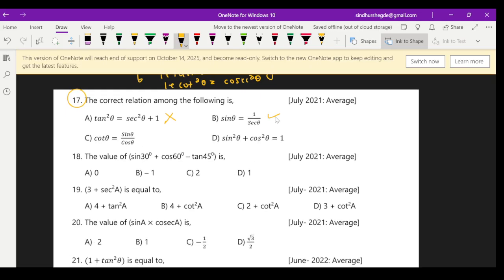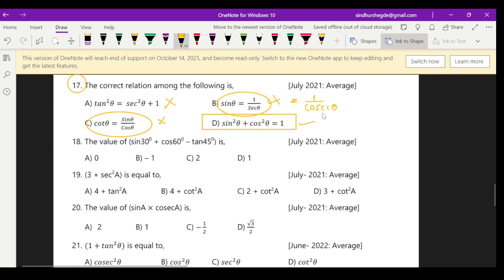So what is sin theta? Sin theta is actually the reciprocal of cosecant theta, not secant theta. So this option is also wrong. And cot theta is actually cos theta by sin theta, so this is also wrong. So of the rest of the options, sin square theta plus cos square theta is the correct identity.